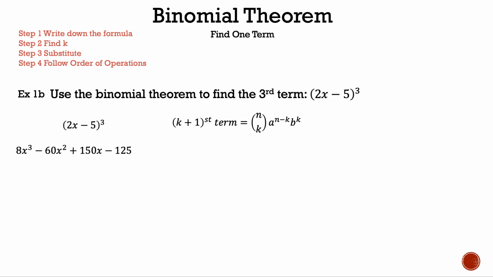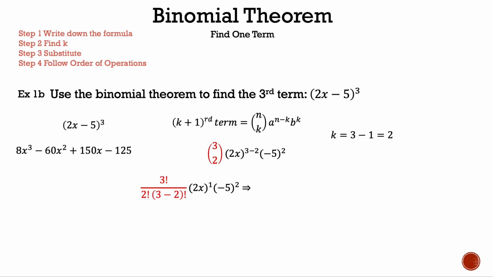What is k? Maybe if we change the formula from first to third, we will know what k is. So k is equal to 3 minus 1, and 3 minus 1 is 2. Now that we know k, we know n, which is 3, our power. We can substitute 3 and 2 into the formula. And now we have 3 choose 2 times the quantity of 2x raised to the 3 minus 2 times negative 5 raised to the 2. Once again, the 3's come from the power and the 2's come from the k.